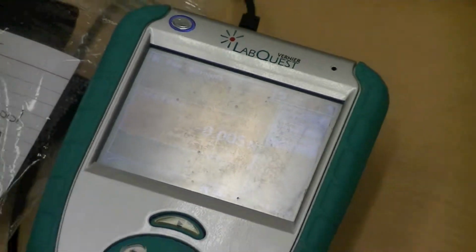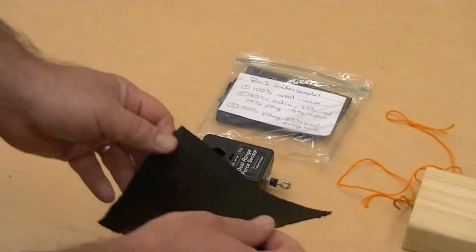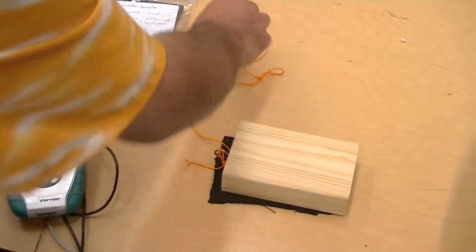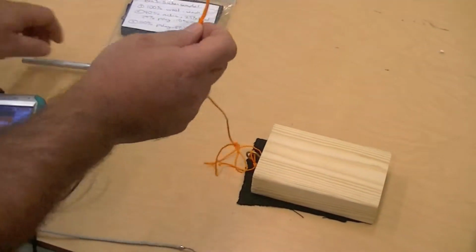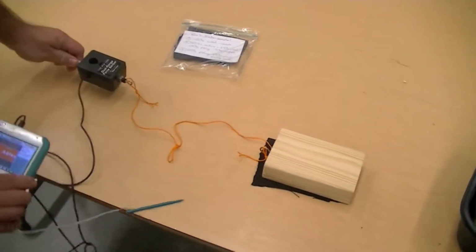Next, we are going to start off with fabric number 1, black wool. You're going to take the black wool, put it down, and put your block on it. You're going to take your anti-bullying string, hook it up to the force sensor, and then press collect data.